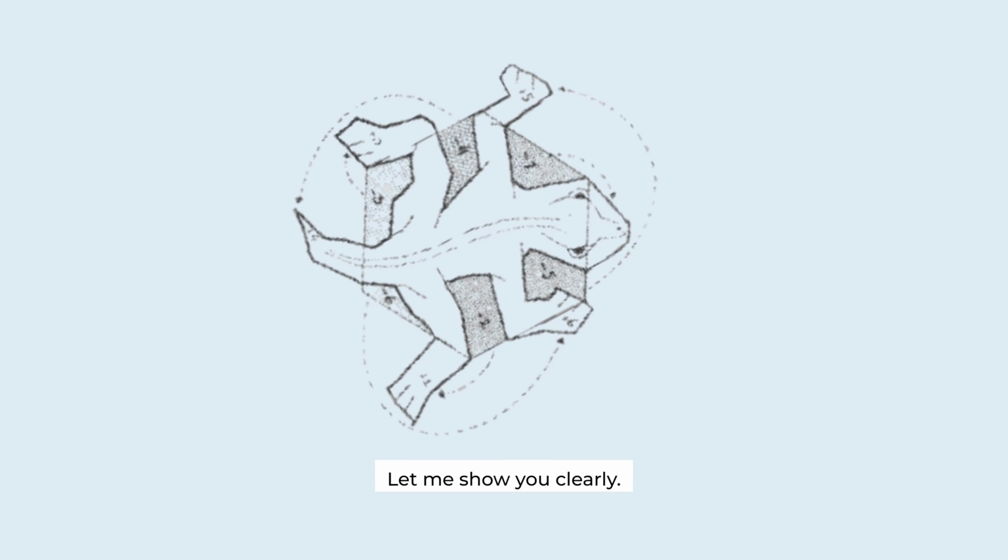Let me show you clearly. This part is congruent to this part. This front leg is congruent to this part. This hind leg is congruent to this part. This tail is congruent to this part. This hind leg is congruent to this part. This front leg is congruent to this part.